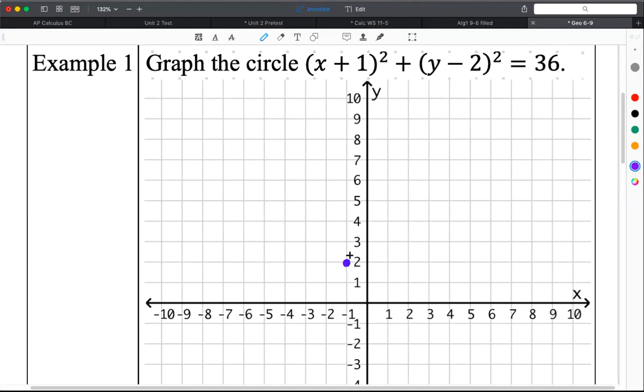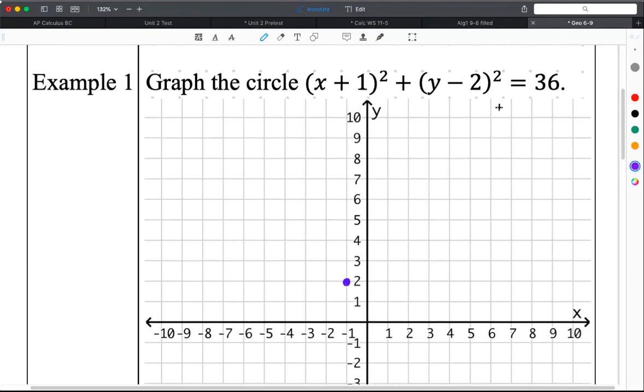What is the radius of our circle according to this equation? What is the radius? Yeah, Josie. 36. So you have to square root that. Oh, wait, sorry. So it's the square root of 36. What times what? What times itself is 36? 6. There it is. So the radius is 6. We have all the pieces now.